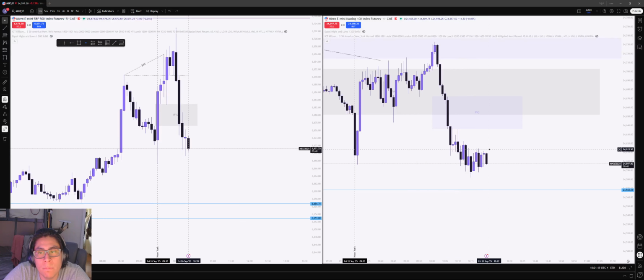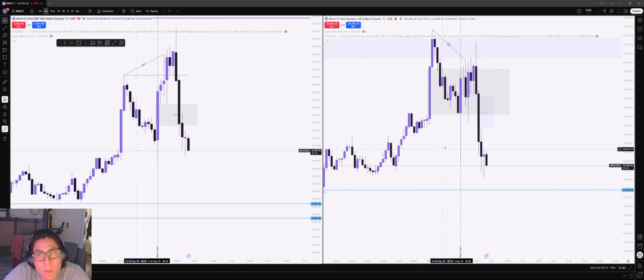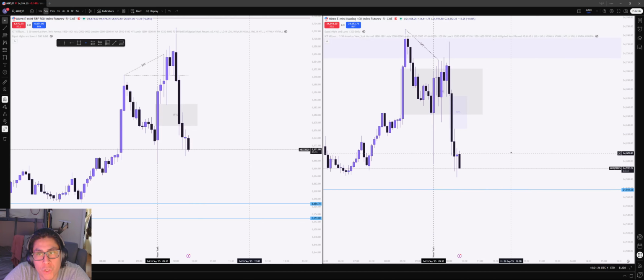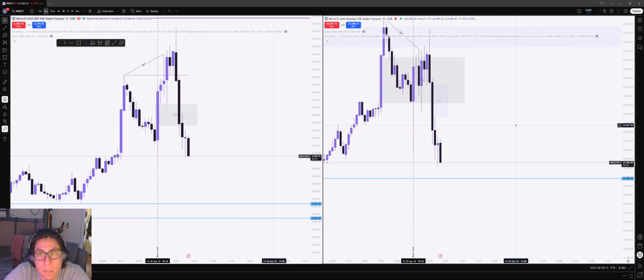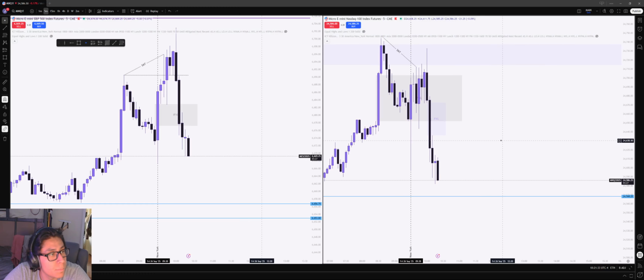There seems to be a lot of built up liquidity sitting in here in the 1 minutes. Hopefully, we want to come back up to that to take it out and then retrace off of that. But I don't know. We just have to see and wait. What I want to do.